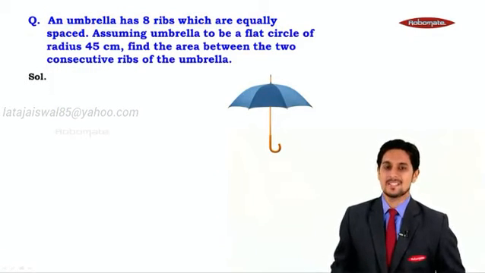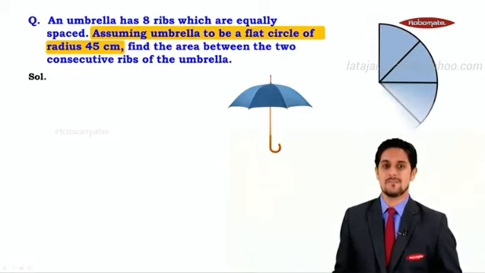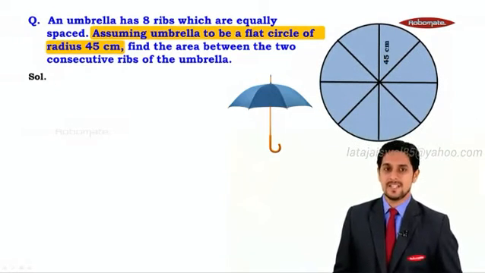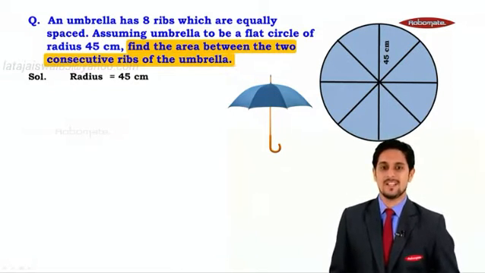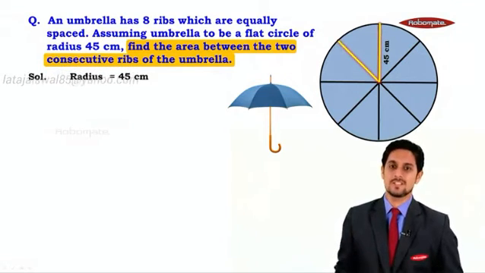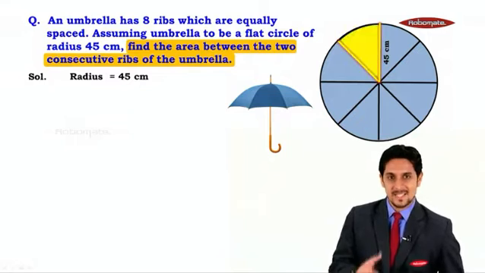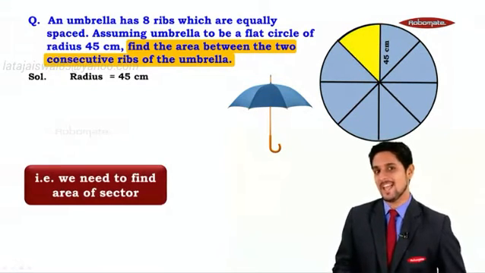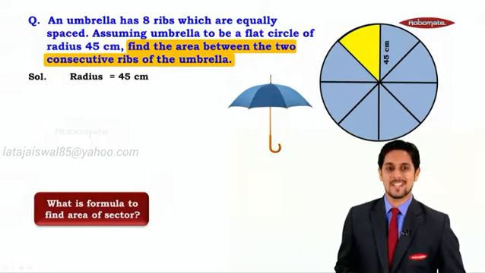Now students, let us understand the question in detail. The umbrella has 8 ribs and also we are supposed to assume that the umbrella is a flat circle having 8 ribs. And the radius of the circle is given as 45 centimeters. Students, we are supposed to calculate the area between the 2 consecutive ribs. Now if you observe the figure, we can see the area between the 2 consecutive ribs is nothing but the area of a sector. So tell me, what is the formula for area of the sector?